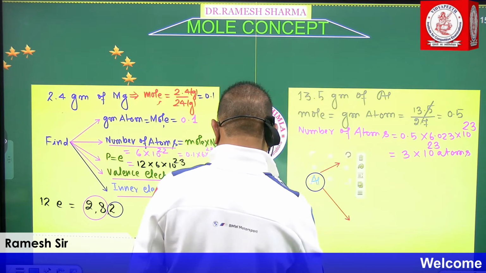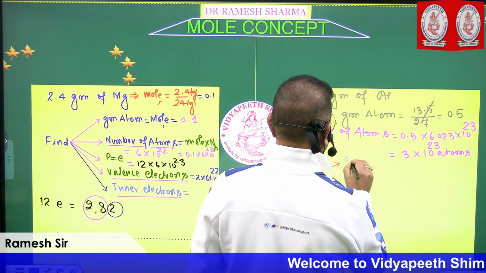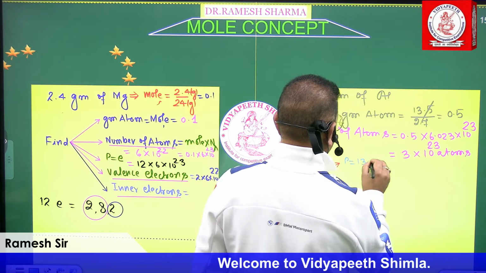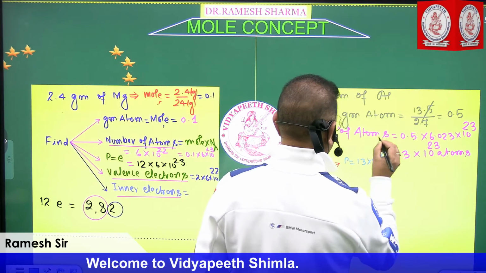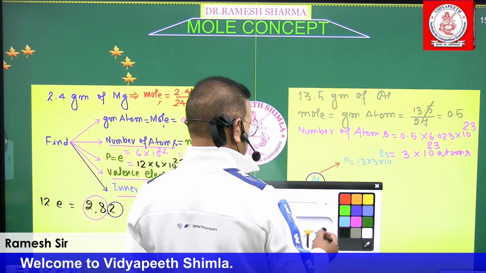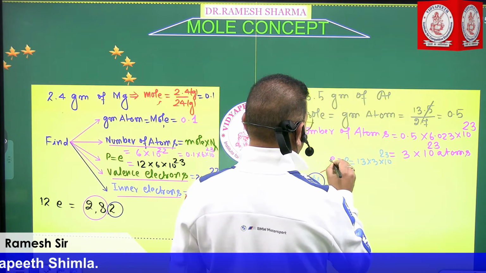Find out proton is 13 into 3 into 10 raised to the power 23. Yes, no? Same will be electrons.